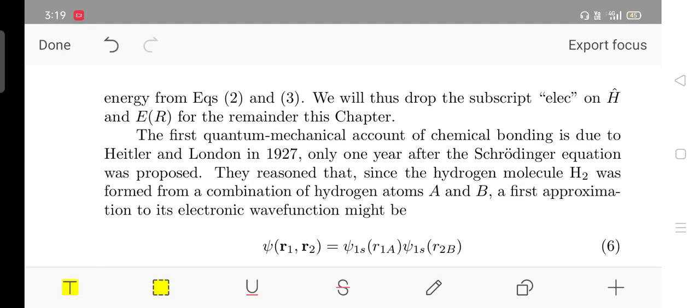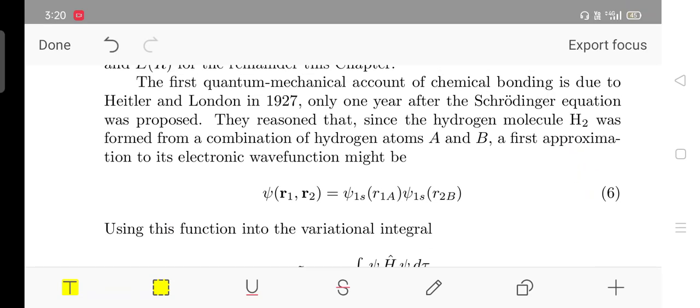Okay, remember that. Now we have assumed that the first electron is existing in the nucleus A, the second electron is existing in the nucleus B. So the wave function associated with the first electron is psi 1s (r1A), and for the second it is psi 1s (r2B). Okay, the wave function. Understood?